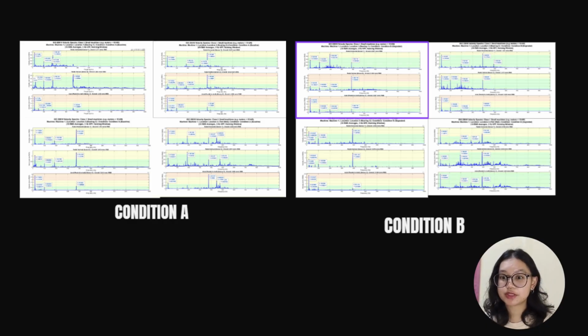Comparing our 8 data strings, the shift is undeniable. While condition A shows a stable baseline, condition B reveals a chaotic time waveform and, more importantly, harmonic peaks at 2 times and 3 times running speed. This spectral shift is our smoking gun for internal mechanical issues.